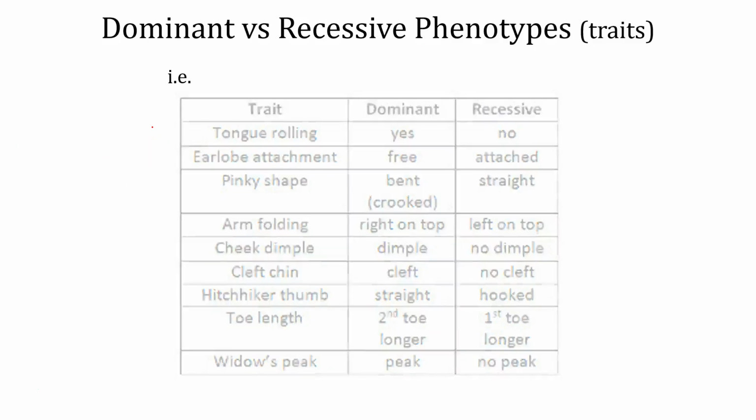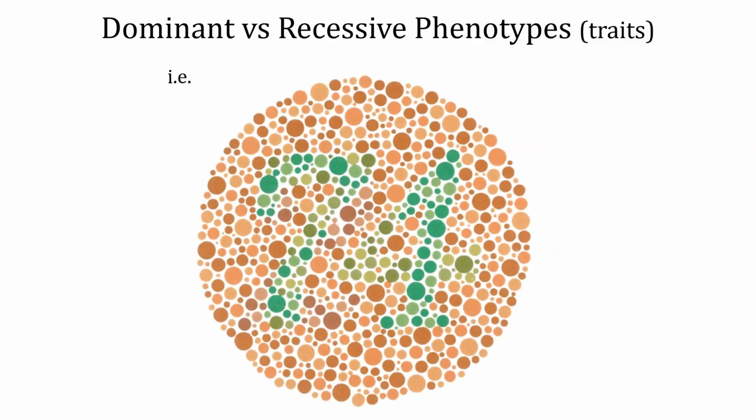And then one last one. Can you see the number that is shown in this picture? This is a little bit more of a rare one, and oftentimes I don't have any students that can't see this, but occasionally I'll get one.